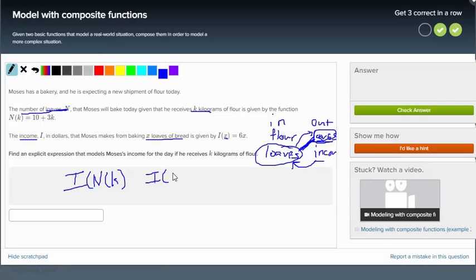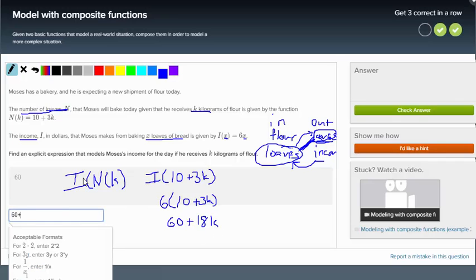So I want to find the income if I make 10 plus 3K loaves. Now I'm going to take my I of X, my I function, and replace X with 10 plus 3K. So instead of 6 times X, it's going to be 6 times (10 plus 3K). Multiply this through, I get 60 plus 18K as an answer. So this tells me if I know how much flour I get, K, all I have to do is use this expression and that'll tell me how much money I make, which is helpful as a business owner.